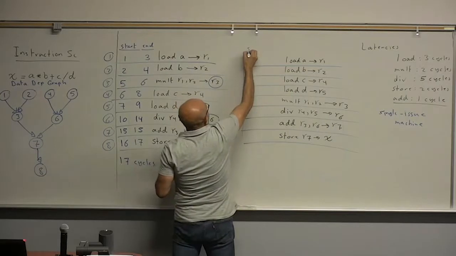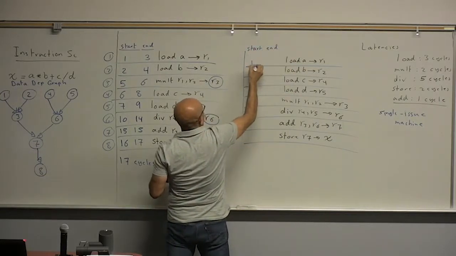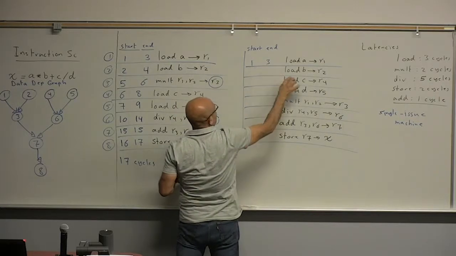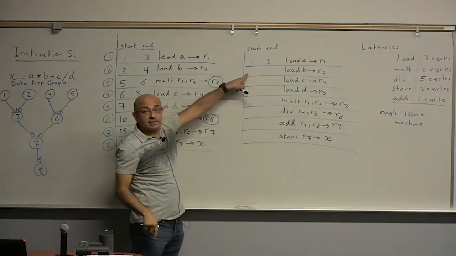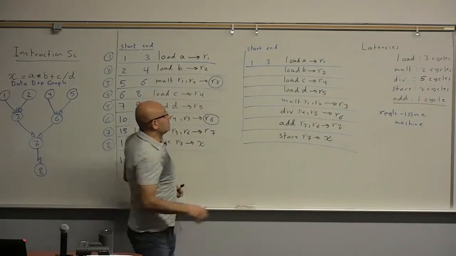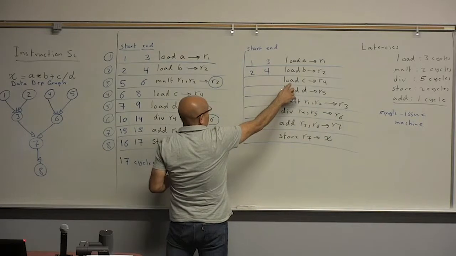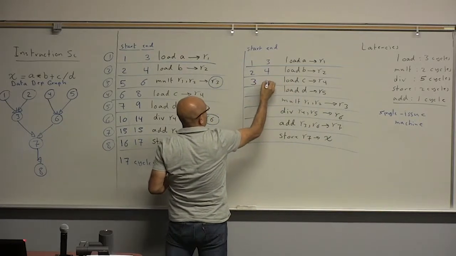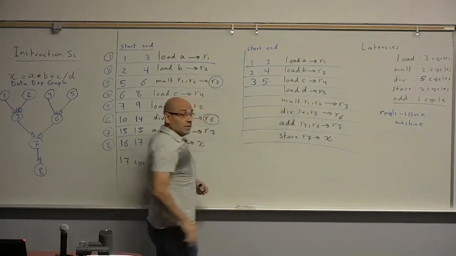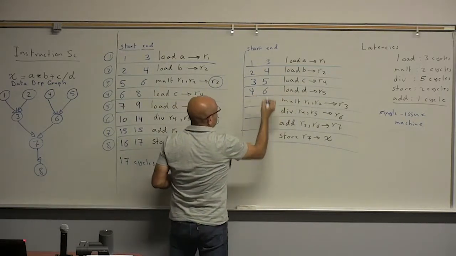So this is start and this is end. So this is going to start in 1 and end in 3. And this, is it dependent or independent? Independent. So it's going to start in 2 and end in 4. And this, also independent. So it's going to start in 3 and end in 5. This is also independent. So it's going to start in 4 and end in 6.